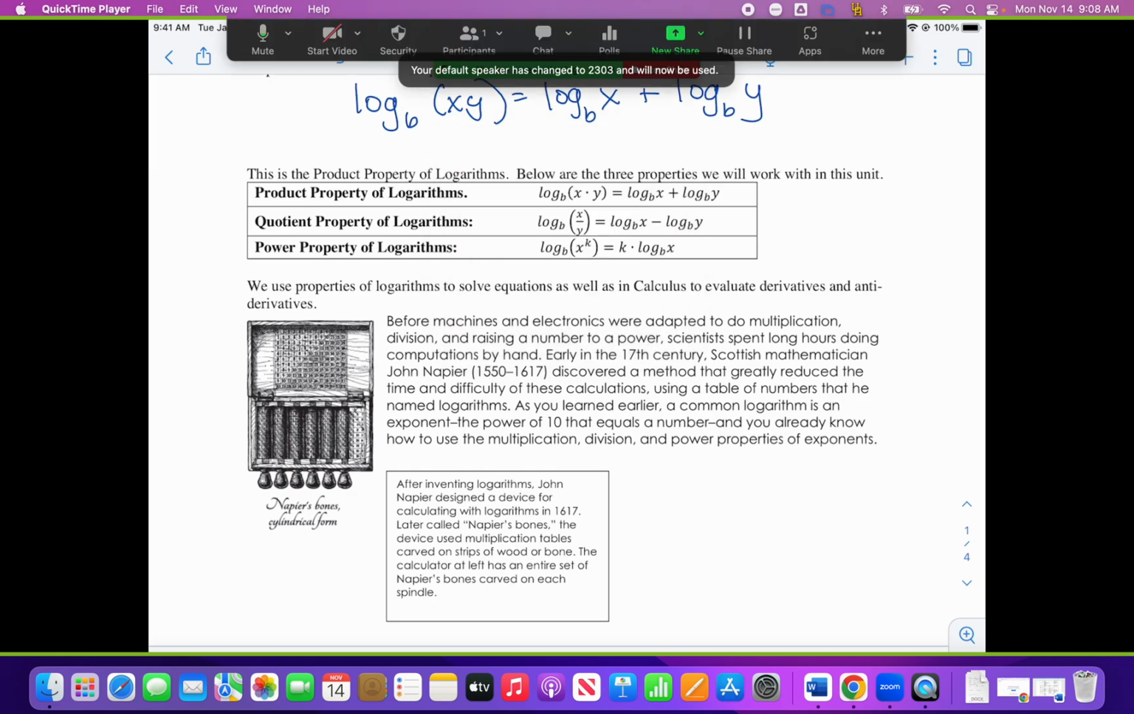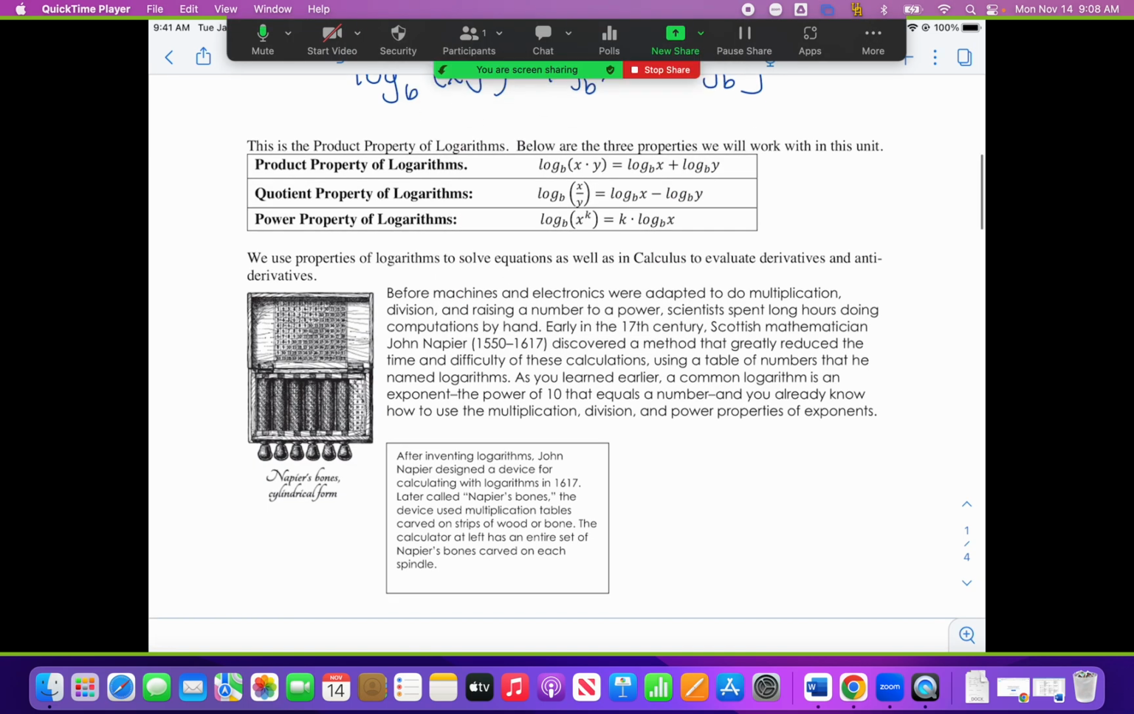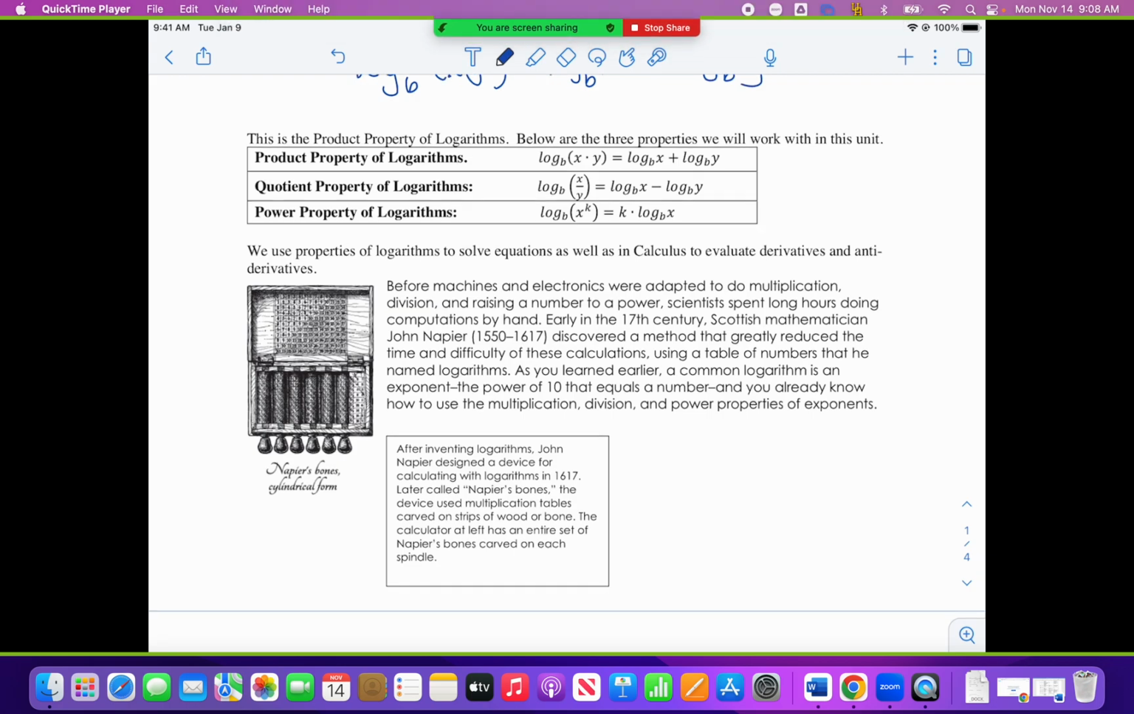Before machines and electronics were adapted to do multiplication, division, and raising a number to a power, scientists spent long hours doing computations by hand. Early in the 17th century, Scottish mathematician John Napier discovered a method that greatly reduced the time and difficulty of these calculations, using a table of numbers that he named logarithms.